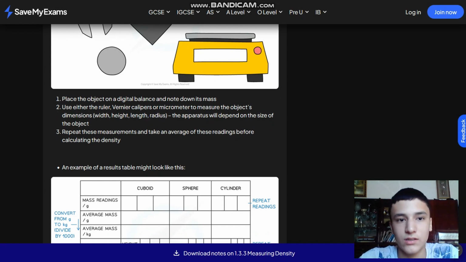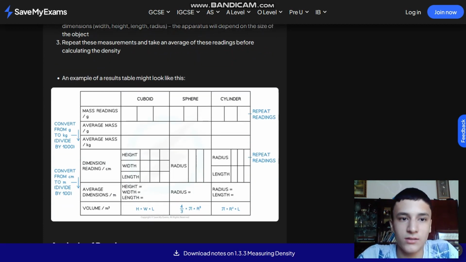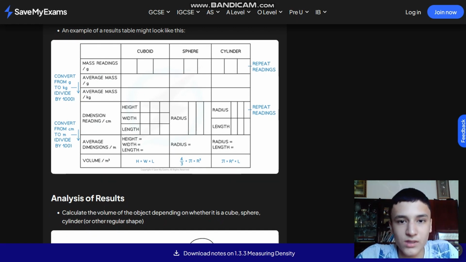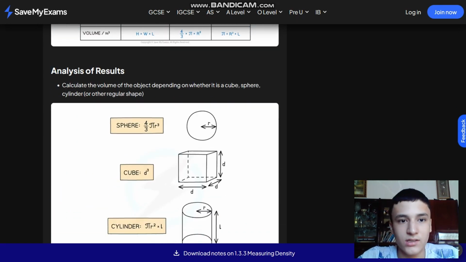In the last lesson we learned how to calculate them. So repeat measurements and take an average of the readings. We should measure all of this and find densities, and we can take the average as our density. An example of a results table might look like this. Here we are repeating this experiment 3 times each, or you can do it more to make sure. And you can take the average as your result analysis.